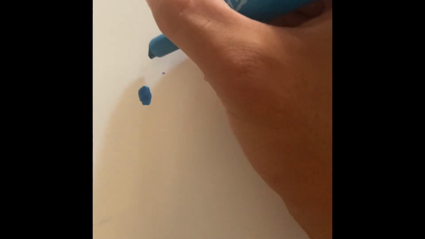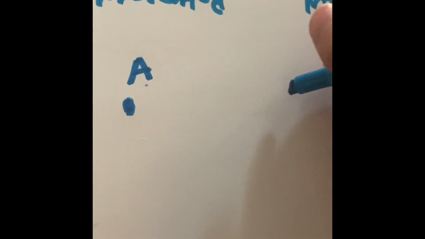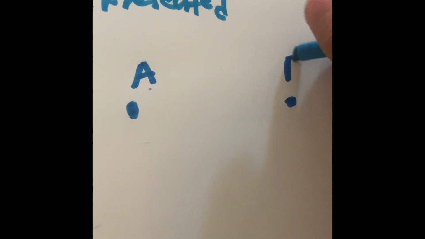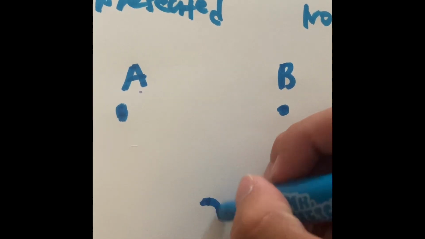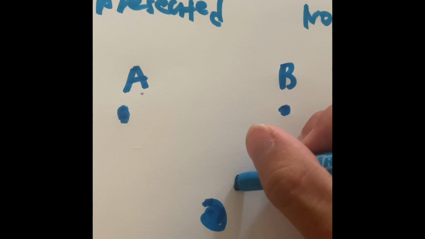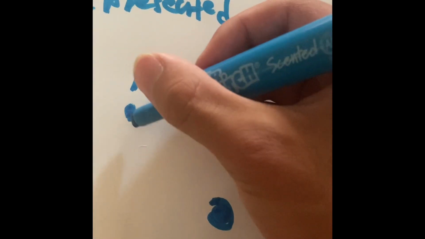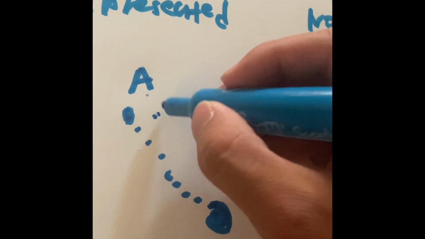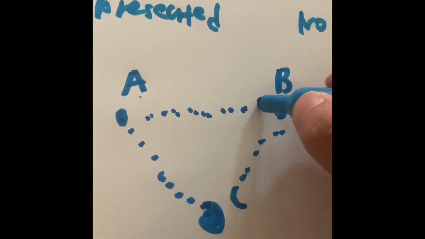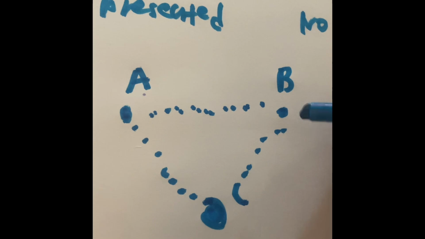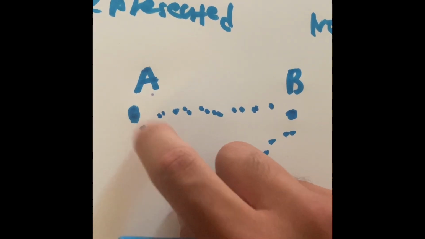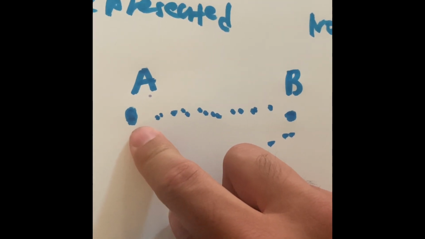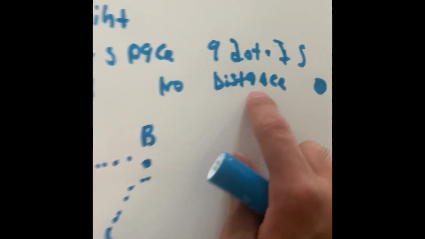For example, this is going to be point A. Over here is going to be point B. And over here is going to be point C. Notice how if you connect the dots, they form a triangle. So points are supposed to point out a specific location, but they have no distance.